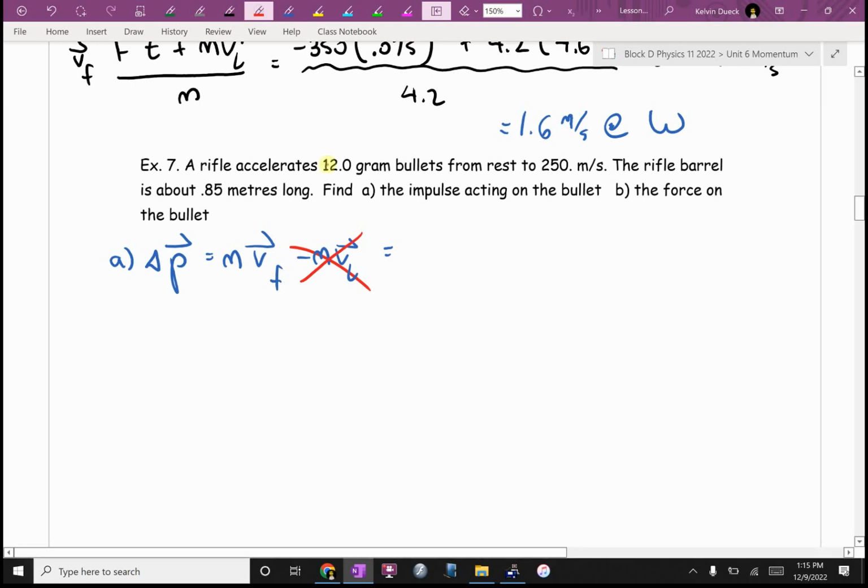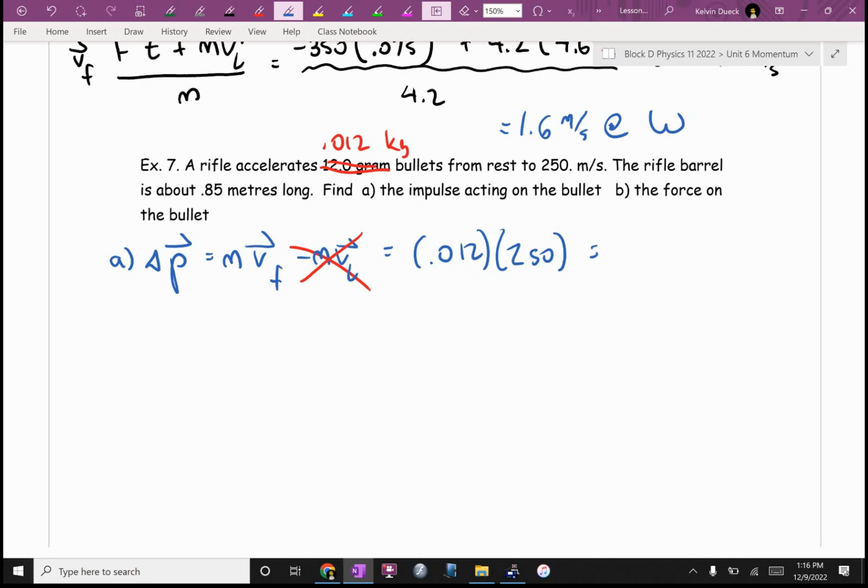Cross out 12 grams. How do I convert grams to kilograms? Kilo means 1,000. You have to divide by 1,000. You might even be able to do it in your head if you divide 12 by 1,000. Can you? 0.012. Yep. Kilograms. So it's going to be 0.012 kilograms, and v final is 250. Which is what? 3 even?